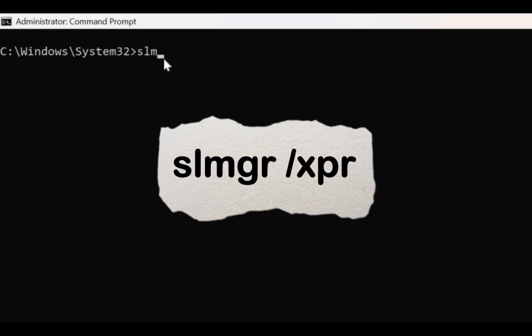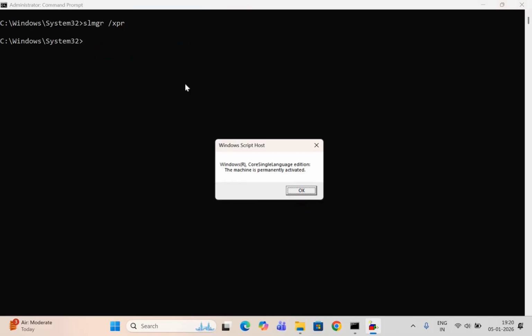Next one is slmgr space /xpr. It shows whether Windows is permanently activated in your system or not, and this command is commonly used to verify if Windows is genuine and activated.